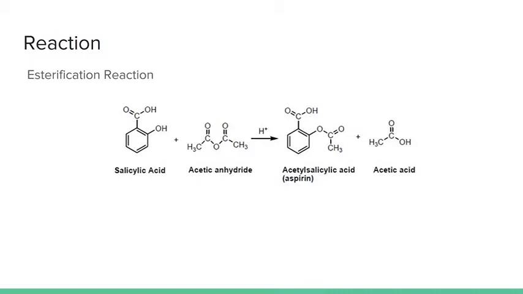When salicylic acid and acetic anhydride are mixed together in the flask, there is excess acetic anhydride. However, this acetic anhydride is converted to the acetic acid you see on the product side when you add water.